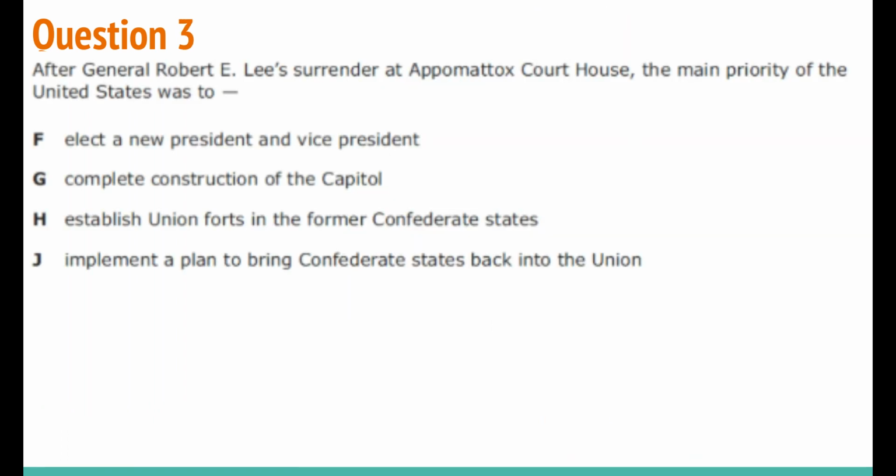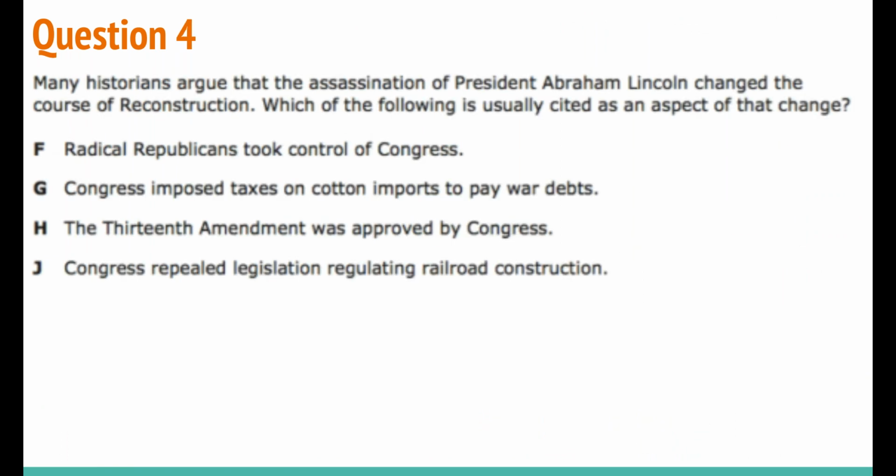Question 3. After Robert E. Lee surrendered at Appomattox Courthouse, the main priority of the United States was to do what? Was it F, elect a new president and vice president? G, complete construction of the Capitol? H, establish Union forts in the former Confederate states? Or J, implement a plan to bring Confederate states back into the Union? Take a moment, pause the video if you need to, and hopefully you came to the right answer, which is J, right? They want to bring the states back in.